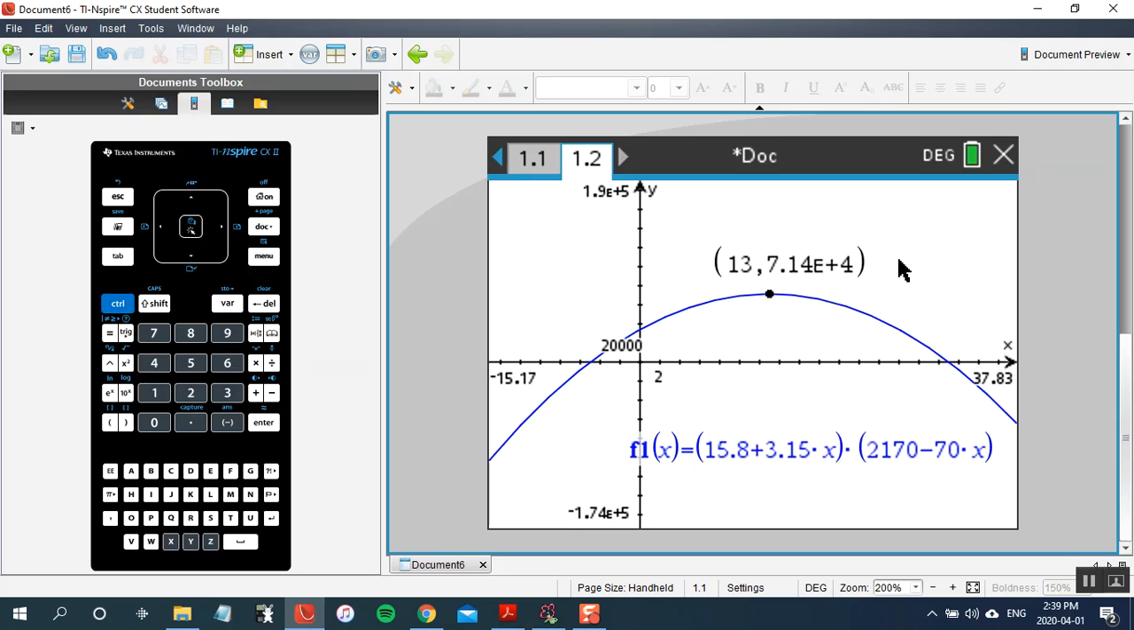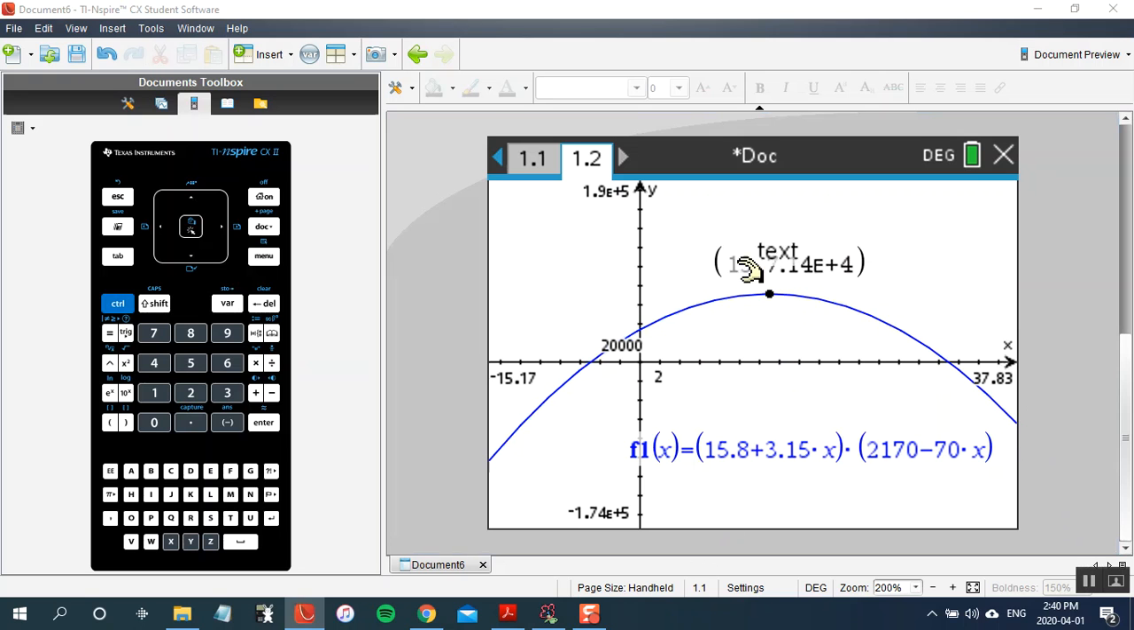Okay, now this is rounding, and it's also to 3 sig figs, which is actually going to work perfectly for an IB assessment. So we can say 7.14 times 10 to the power of 4, or move your decimal place 4 places, is going to be your maximum revenue. And of course, x equals 13 is the location of that maximum revenue, and that is our x value.